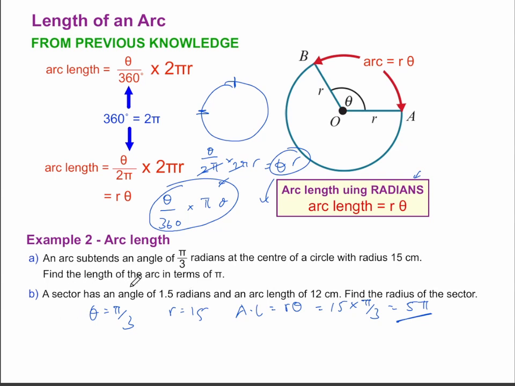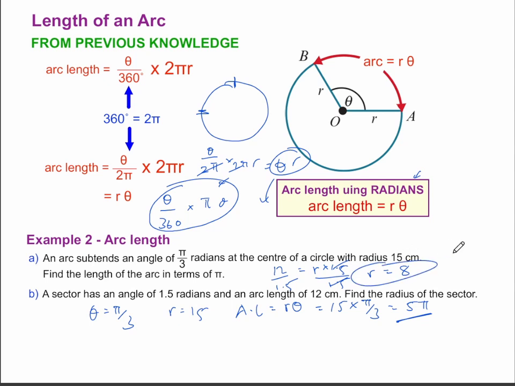Second one, the sector has an angle of 1.5 radians and an arc length of 12 centimeters. Find the radius of the sector. So this is now a bit different. You have the arc length now, which is 12, equals r theta. You don't know the r, so you divide by 1.5 on both sides, and you end up getting r equals 8. And that's how you use the formula to answer the arc length question.